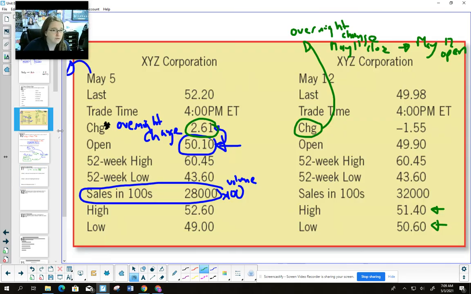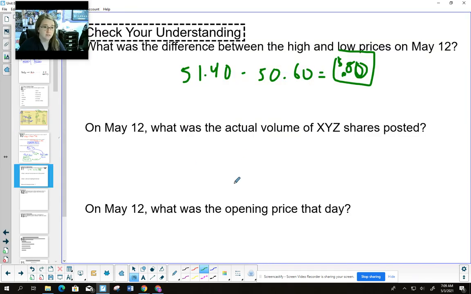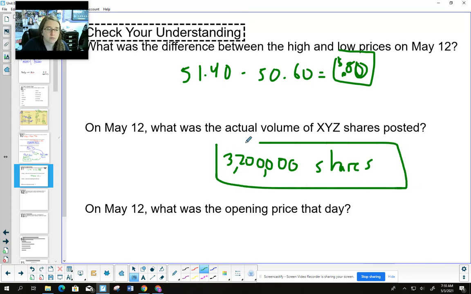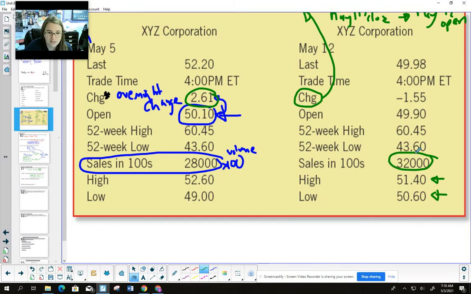What was the actual volume of shares? So once again, it is 32,000 hundreds. So literally all you have to do is tack on 2 zeros. That ends up being 3,200,000 shares that were traded back and forth that day. On May 12th, what was the opening price? This is just reading. Here's our open, $49.90.